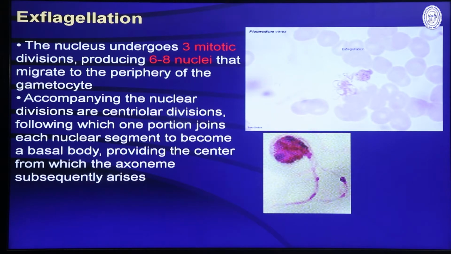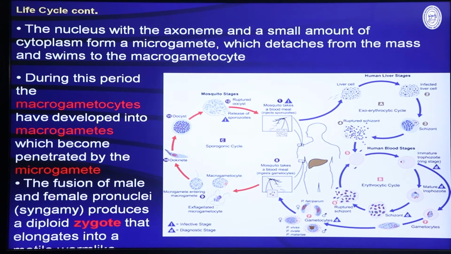Now, accompanying this nuclear division, there are certain centriolar divisions, following which one portion joins each nuclear segment to become a basal body, providing the center from which the axoneme arises.